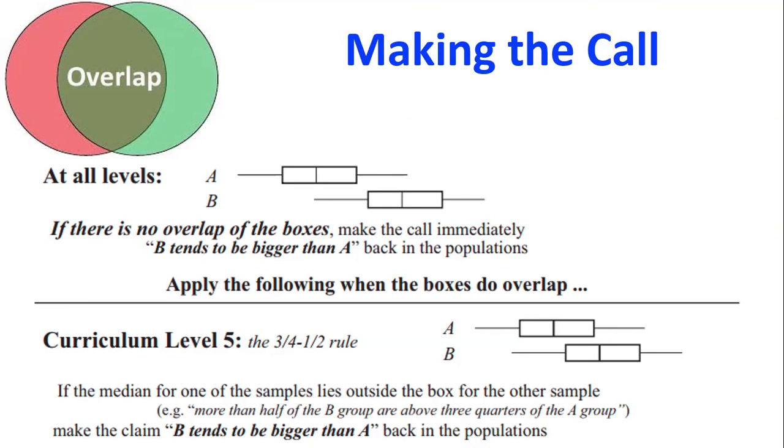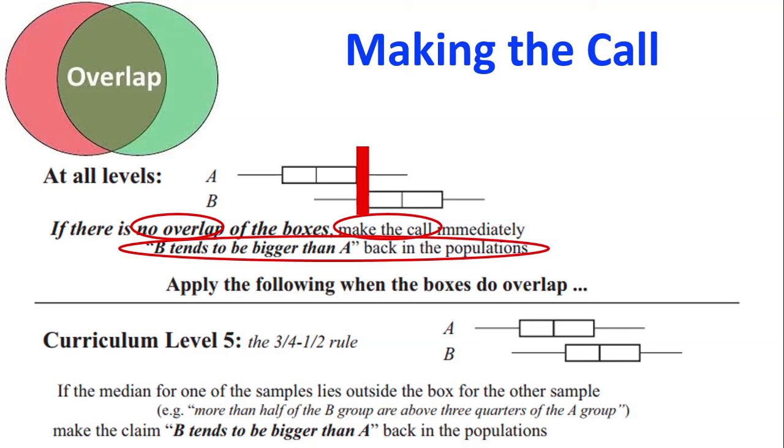So this is a piece of information straight from the curriculum document, and what it talks about is if I've got two graphs of A and B, and there is no overlap of the boxes at all, and you can see here I've just put this red box there. I'll just go back and show you. See, when I look at that, those two boxes have no overlap at all. There's space between the two boxes. So if you've got that case, absolutely you can make the call that Group B tends to be bigger than Group A back in our population. So that's what we can definitely do if there's space between them.